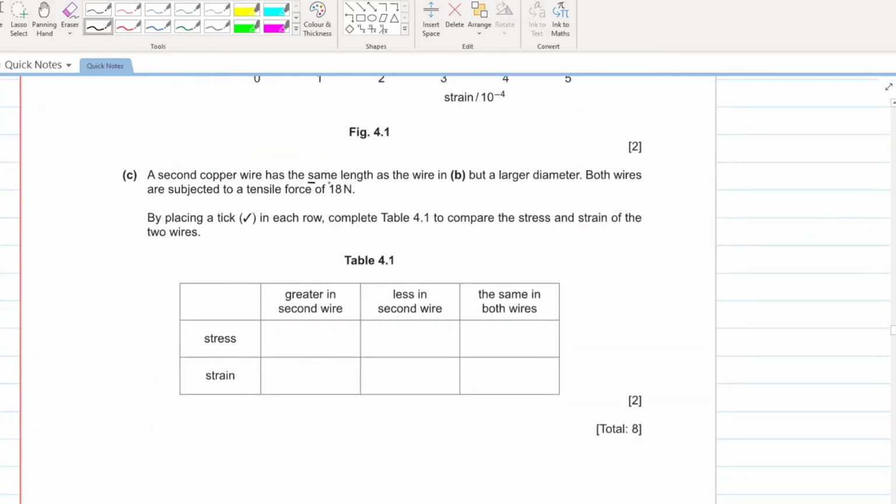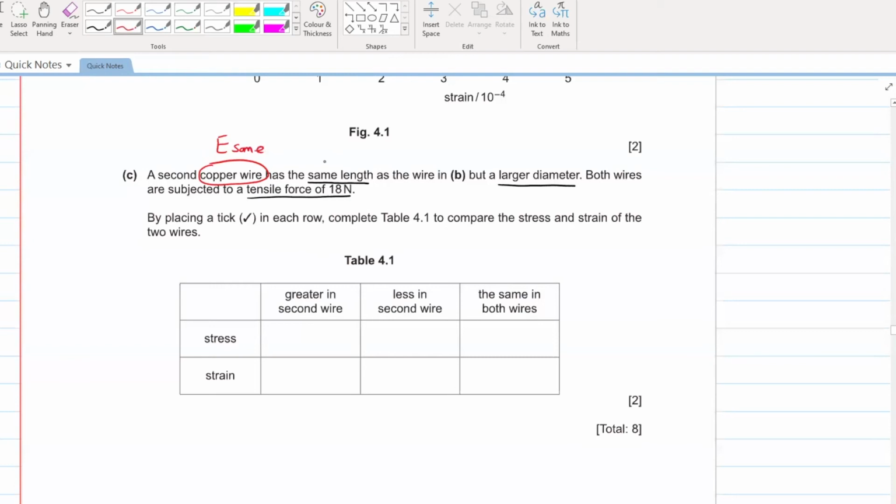A second wire has the same length as the wire in B, but has a larger diameter. Both wires are subjected to the same force. By placing a tick in each row, complete table 4.1 to compare the stress and strain of the two wires. Just listen carefully to what is happening. A second copper wire. That means what? Young's modulus is the same.